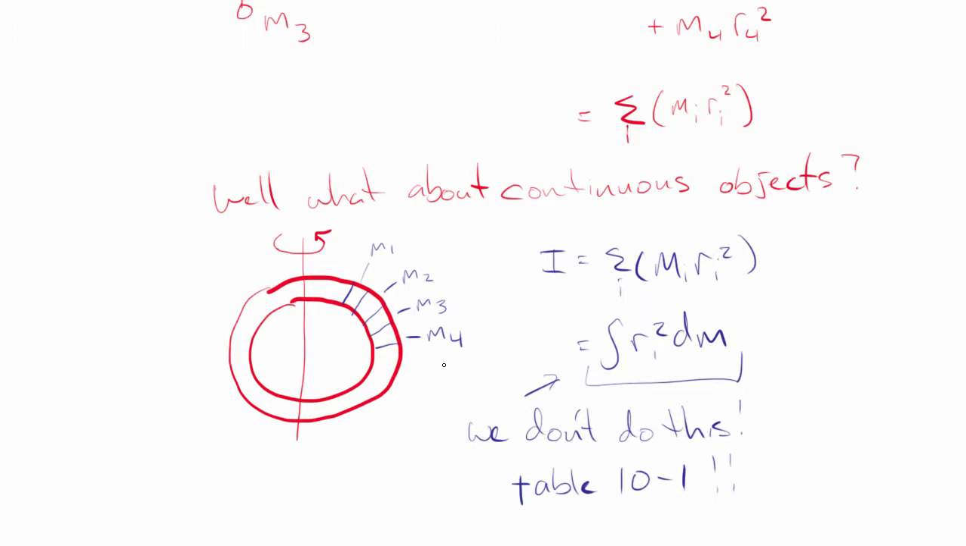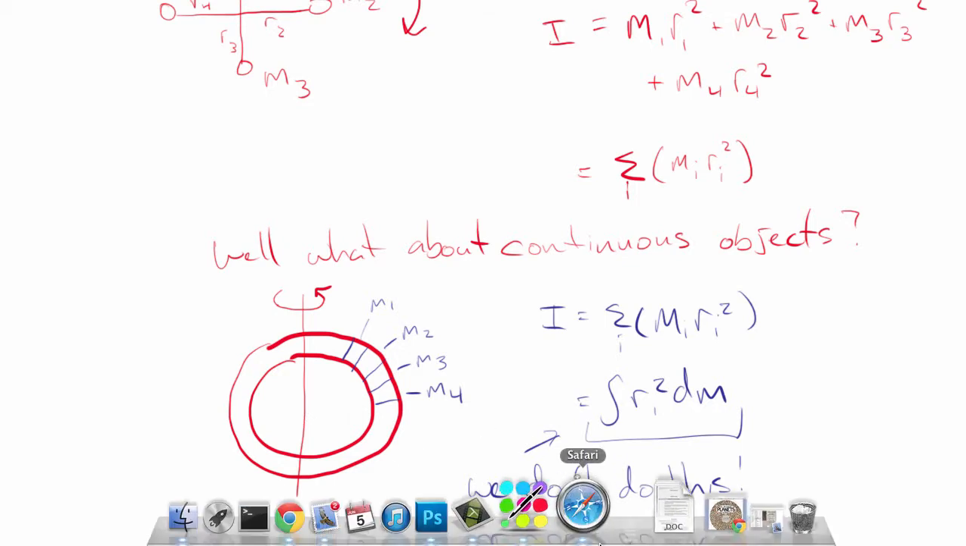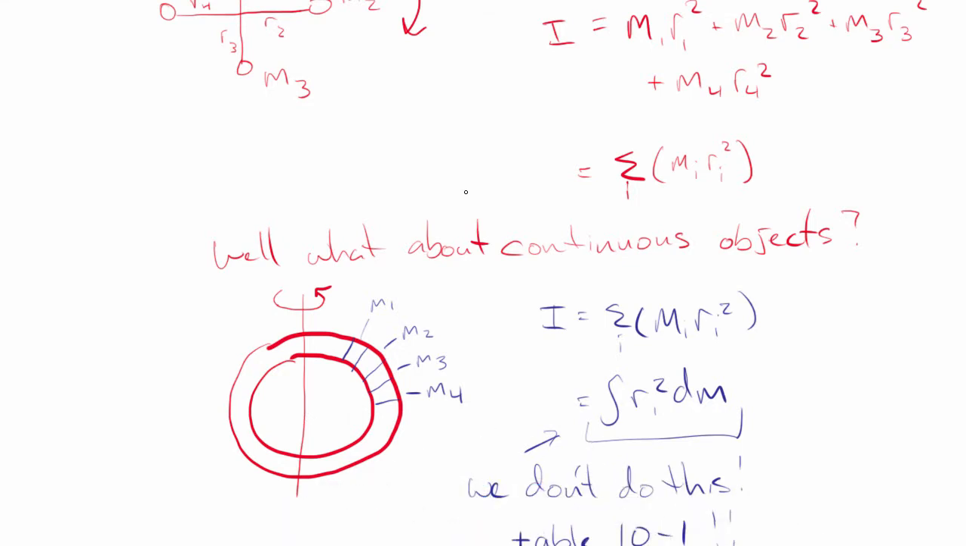But I want to re-emphasize the difference: the moment of inertia is the same concept for a continuous object or these discrete objects. For the continuous ones, we can't really do the calculation, so we rely on a table in a book. But if you have these discrete objects, then yeah, you're going to have to do the calculation by adding up each individual component.